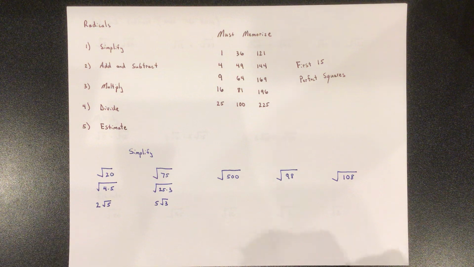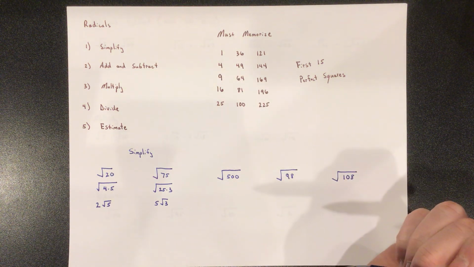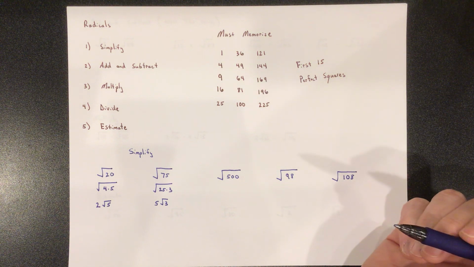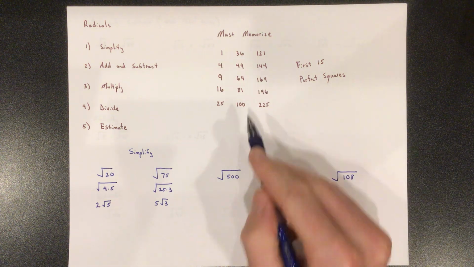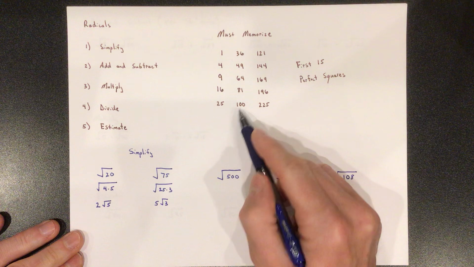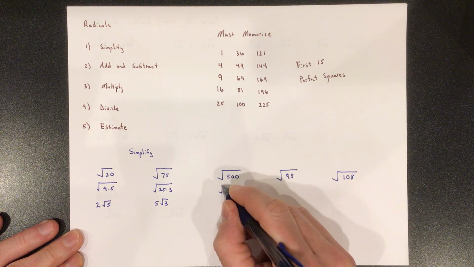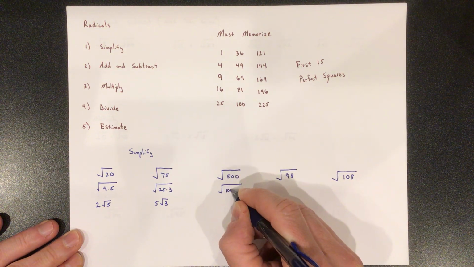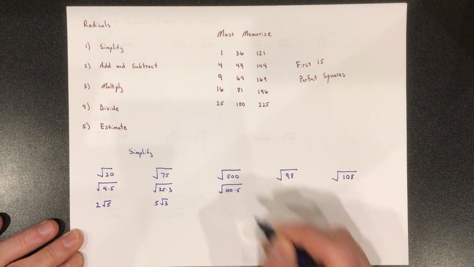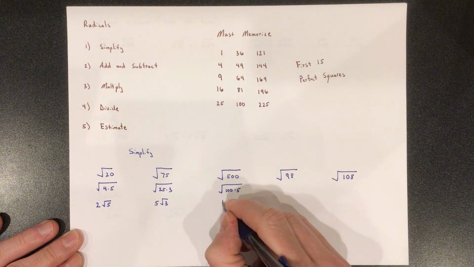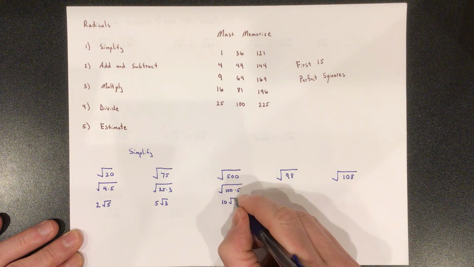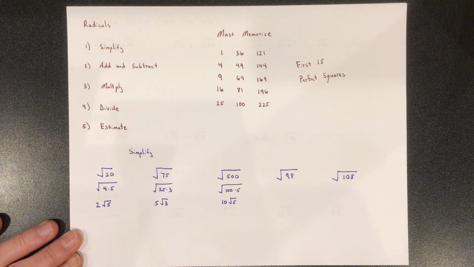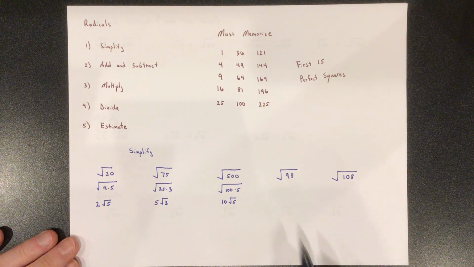500, oh man. Well, 500 is 4 times 125. No, I want the biggest perfect square. Ooh, 100. 100 goes into 500. That's just 100 times 5. Okay, the square root of 100 is 10, and the square root of 5 has to chill. Okay, I think I'm getting the hang of this.